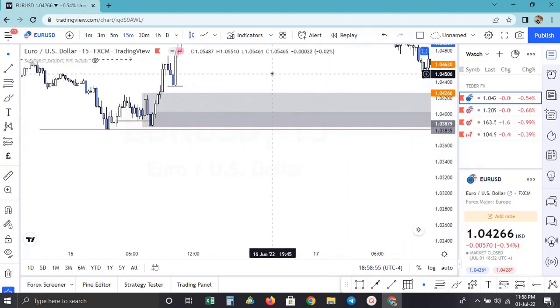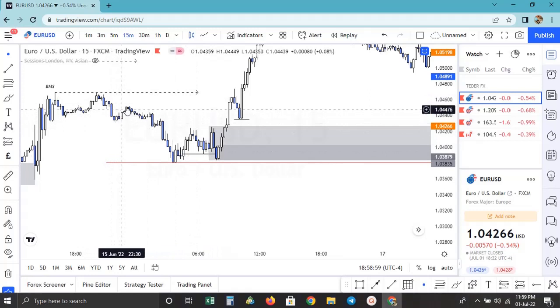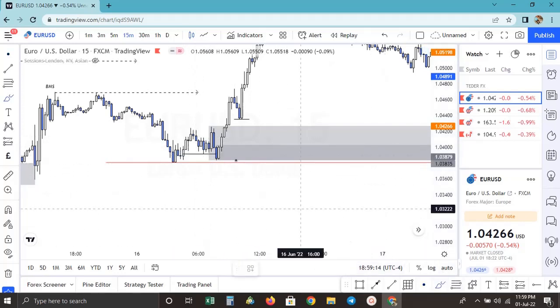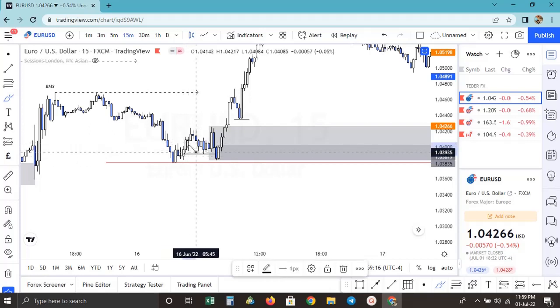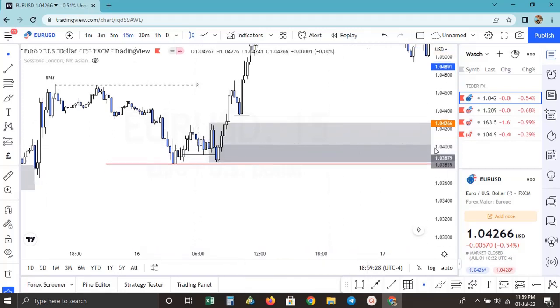So looking at it, the structure is lower low, lower high, lower low, lower high. What happened? You can see how they were probably creating liquidity right from here, building up liquidity, trying to accumulate the retail traders' stop losses, right? The retail traders' stop losses.